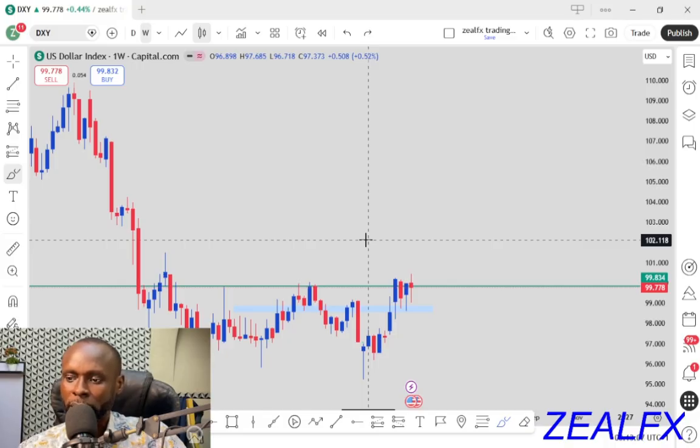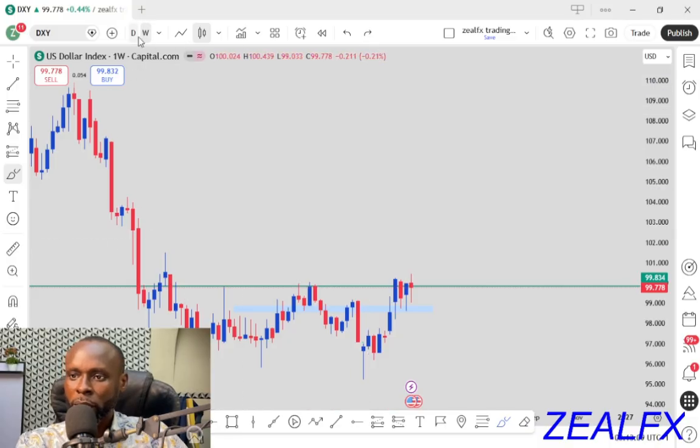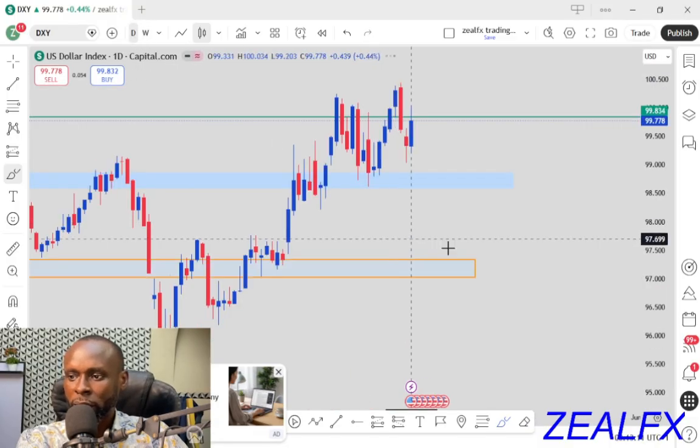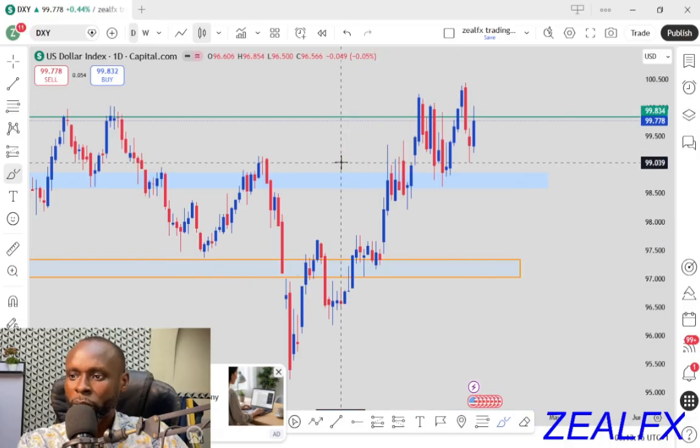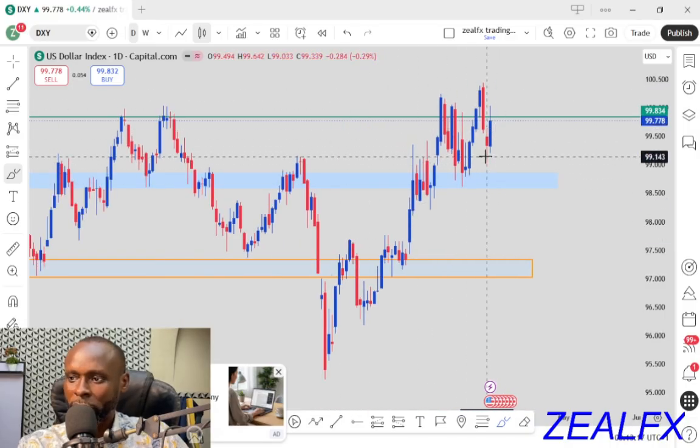Because if you check the daily chart, let's go to the daily chart. You can see from the daily chart we have price having a bullish structure, while on the weekly chart you can see we have price in a sideways trend and also at a resistance level, which shows that we don't have a clear direction on the DSY. So as long as we don't have a clear direction on the DSY, there's no need to risk your money for now.